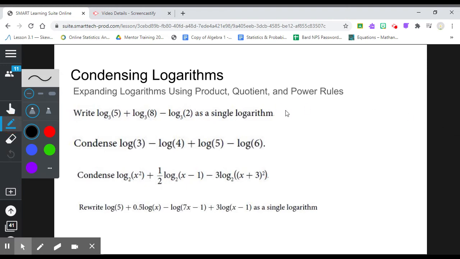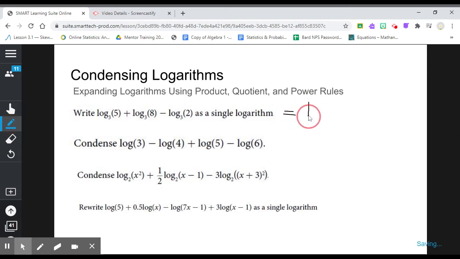So let me just write it here. This is equal to log. We must multiply the 5 and 8, and then we have the subtract, so we must be dividing by 2. So 5 times 8, and then we're going to divide by 2. And we can actually simplify this, right? We have it all as a single term, but since they're all numbers, we can simplify it. I know 8 divided by 2 is 4, and then 5 times 4 is 20. So I could really rewrite this as log of 20.